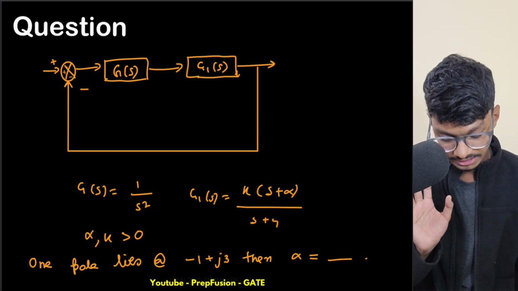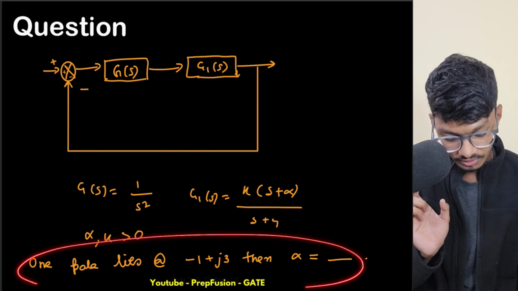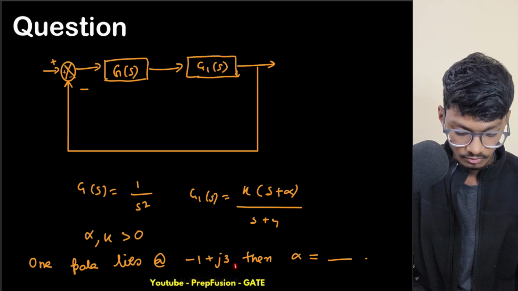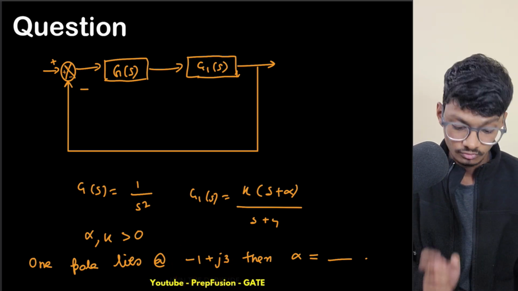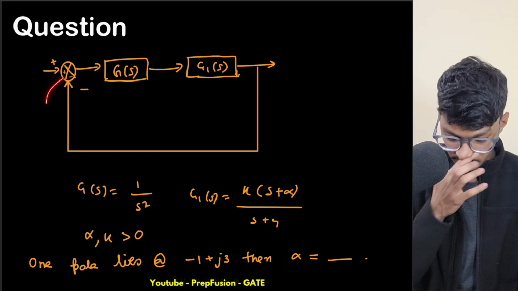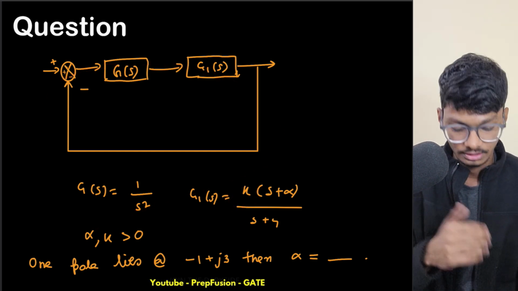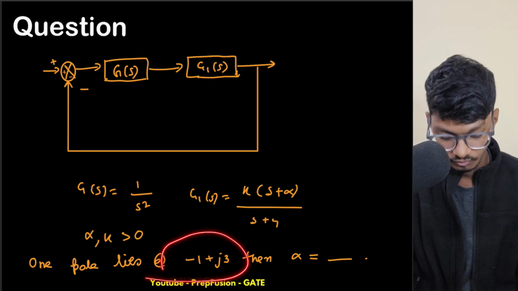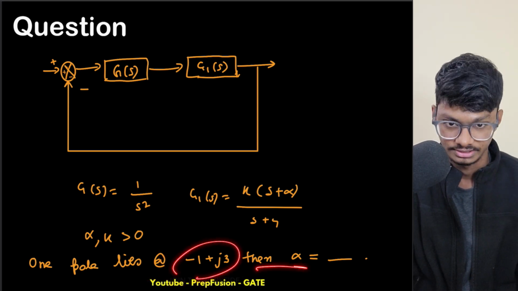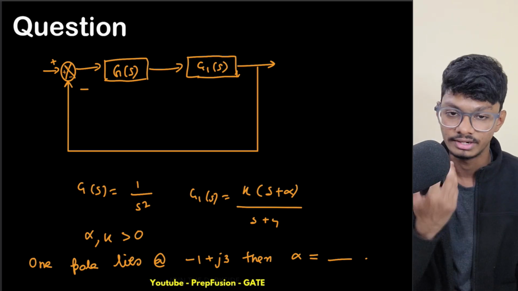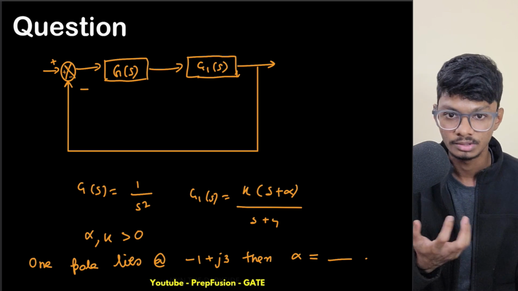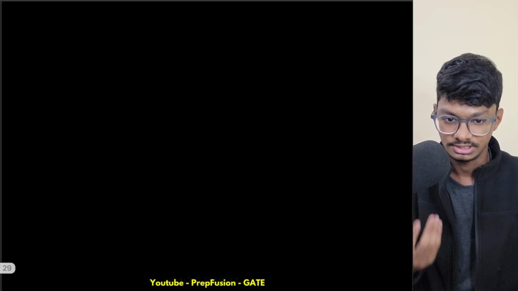Now they are saying that one of the poles is at minus 1 plus j3 of the root locus, for variation of k. It was a root locus question. So one of the poles lies at minus 1 plus j3, then alpha is basically close to something. I don't have the exact wording here, so I'm just going with whatever memory-based question I got. So yeah, let's start.